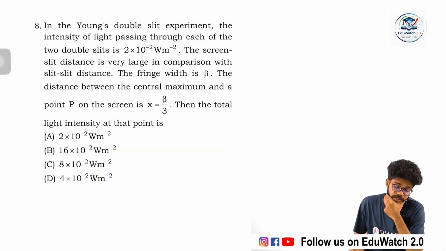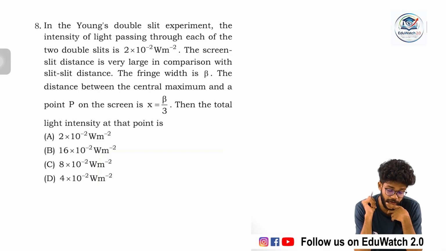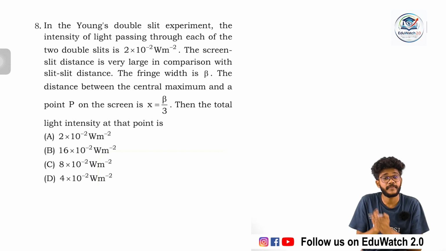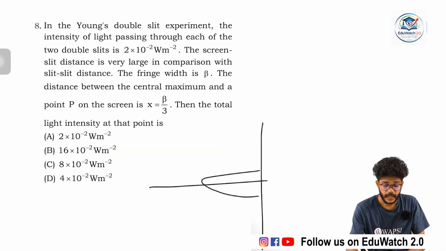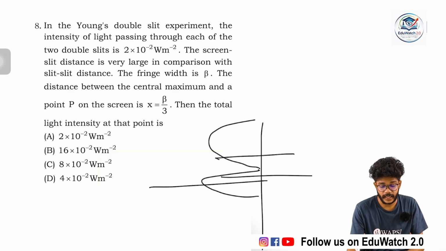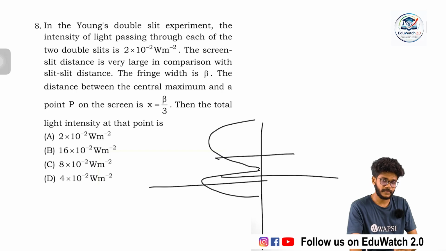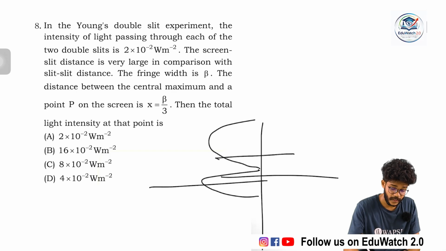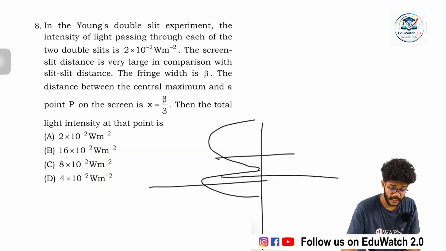The fringe width is given as beta. The distance between the central maximum and a point P on the screen is given. If this is the screen, the central maxima will occur, and the next maxima will occur with a dark band in between. They have given a distance of beta by 3 from the central maxima. Then we have to calculate the total light intensity at that point.